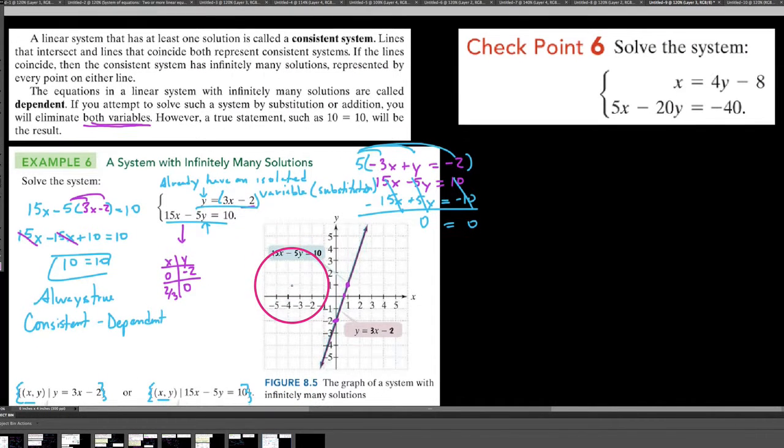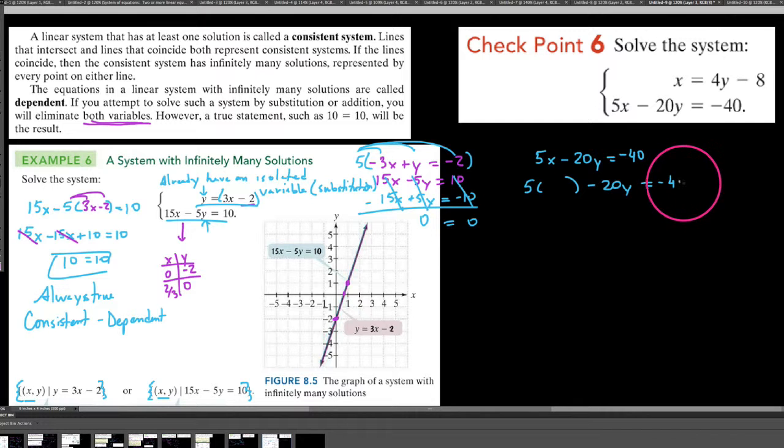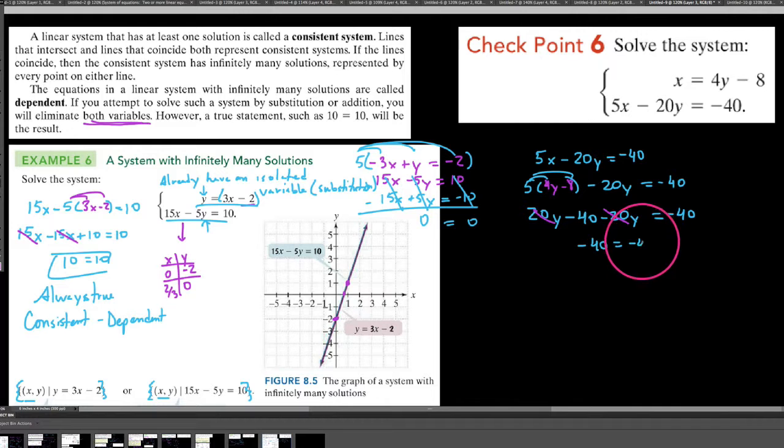So let's take a look at this last system here. I notice that x is already by itself, so let's solve this by substitution. In the second equation, which is 5x minus 20y equals negative 40, if we plug in for our x value what we know x equals, we would end up with 4y minus 8 being our x value. Distributing here, we simplify to 20y's, negative 40 constants, negative 20y's, negative 40 constants. Combining like terms, we end up with negative 40 equals negative 40.